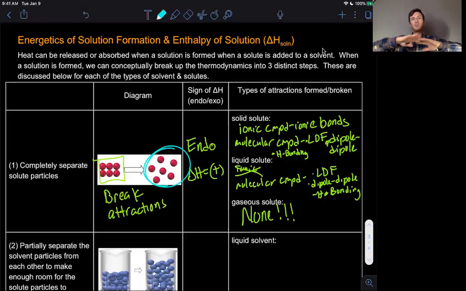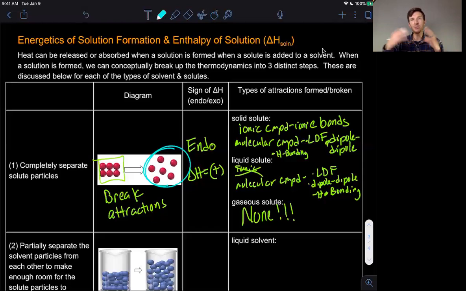So effectively, we're already at the place of those molecules being separate from each other, so we don't actually have to add any energy in to separate them again. They're already separate. There's no attractions present between those separate gas molecules. And so we actually don't have to add energy in to break apart those solute particles. That's already been done by the fact that they are in the gas phase.